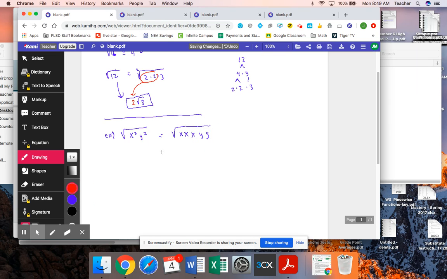In order for me to simplify this, I need to be able to pull pairs out. So there's a pair, there's a pair. This will give me an x on the outside. This will give me a y on the outside. But I still have some stuff left on the inside. Still have my radical, and I have this one x right here. So if I were to write this out simplified, it would be xy times the square root of x.